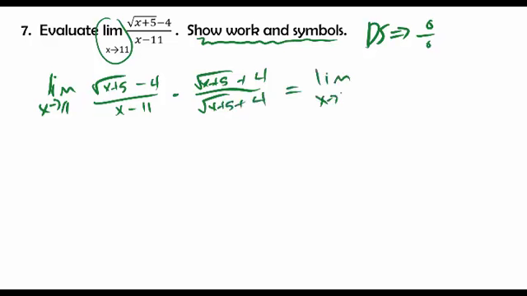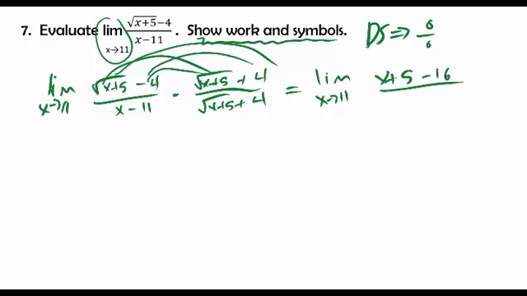My next step, I'm going to keep my limit in there because I have not evaluated the limit yet, so I need to keep the limit. If I FOIL this out, I get x plus 5 when I multiply the radicals. The next two terms will be opposites of each other and cancel out, and then I'll have a minus 16 on my last term. On the bottom, I'm going to keep it factored. I'm going to end up with an x minus 11, and then this thing, a square root of x plus 5 plus 4.